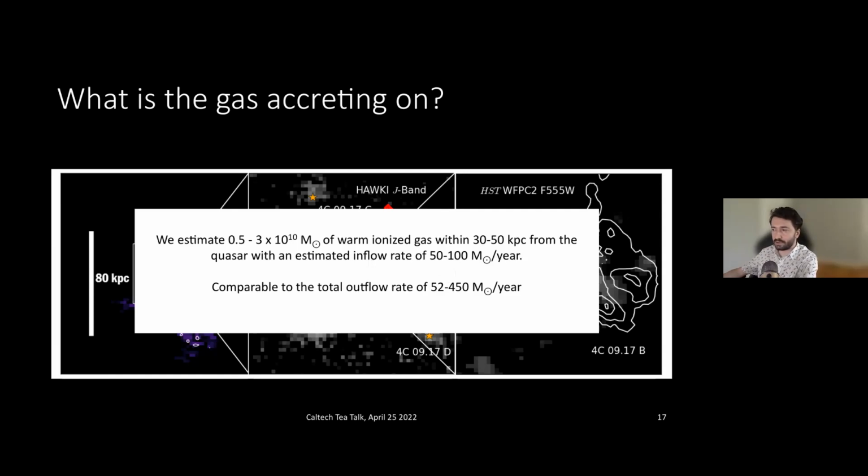Again, this is probably just an order of magnitude estimate, and that's just using the dynamical time scale of the gas within 50 kiloparsecs. What's interesting is that this inflow rate is comparable to the outflow rate that we measure from both the molecular gas and the ionized gas observations. And again, these numbers are basically on the same order of magnitude.